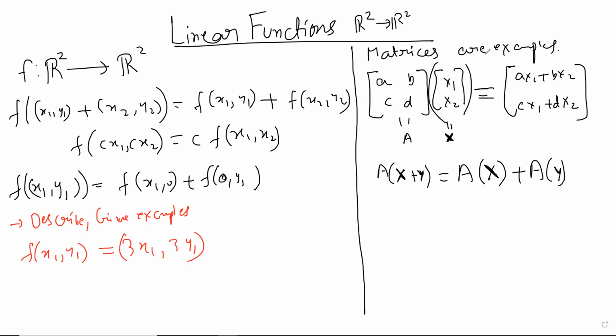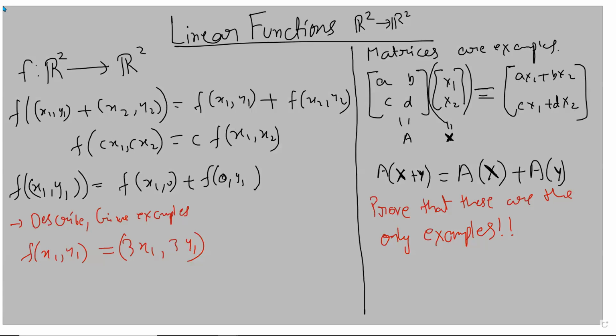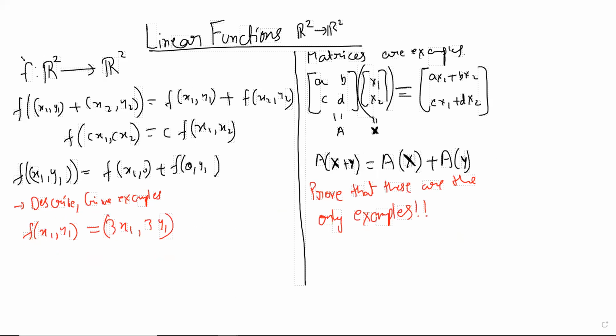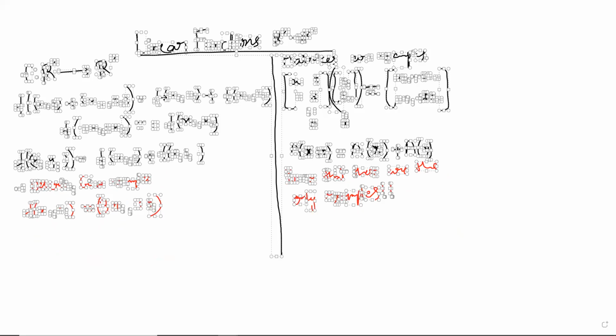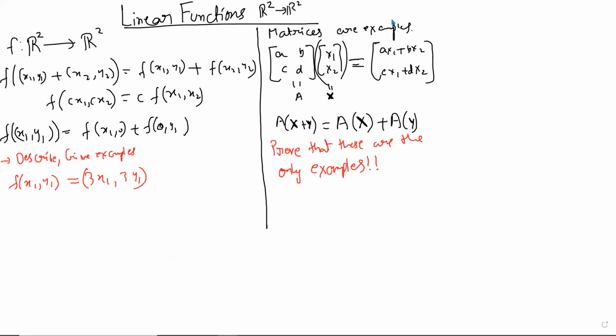Now, the task is to prove that these are the only examples. Meaning that any function from R2 to R2 which satisfies these properties is nothing but just a matrix. You can think of it like it will function just like a matrix. There will be a matrix which will do the exact same thing, the exact same input output.